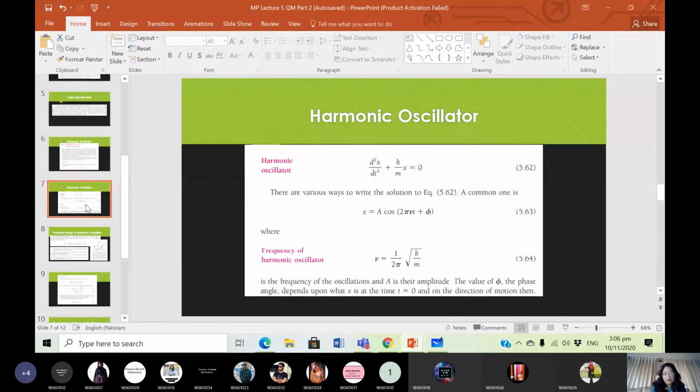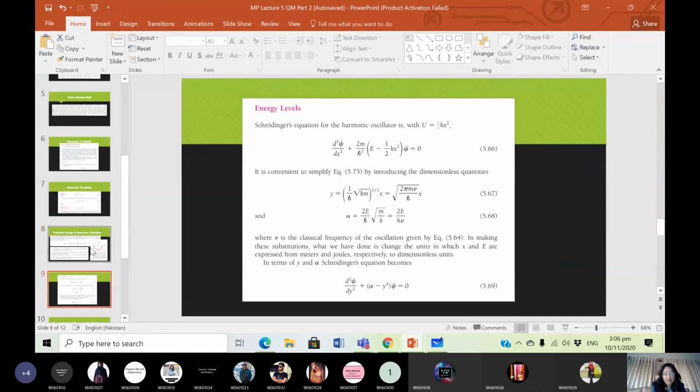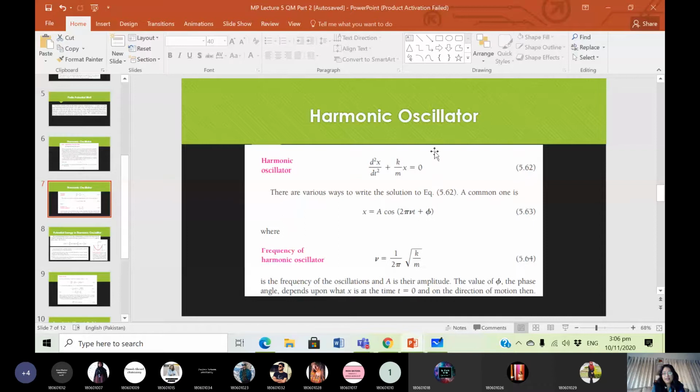We haven't used the Schrödinger equation as yet. ठीक है? Schrödinger equation में बाद में आएगा, ठीक है? So इस equation को, this is a differential equation, so how are we going to rewrite it in this form? And there are various ways to write the solution of this differential equation, ठीक है? One of the solutions is to write it in this form: x equals A cos(2πft + φ), where here 2π f, this ν is f.